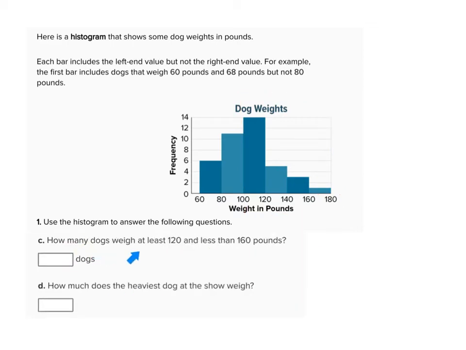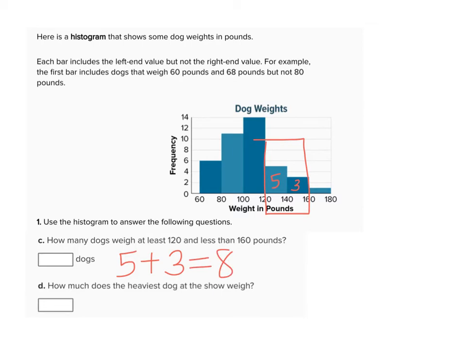Okay, how many dogs weigh at least 120 and less than 160 pounds? Again, I want to outline the bars that I'm talking about here. And I'm talking about the ones that are between 120 and 160. Those two bars. And we've already talked about how many dogs are in those two bars. So this is a really easy thing to answer. All we have to do is add it up. 5 plus 3 is 8 dogs.